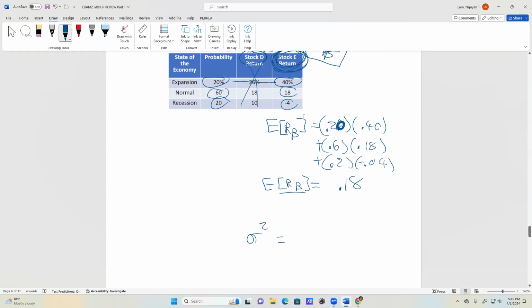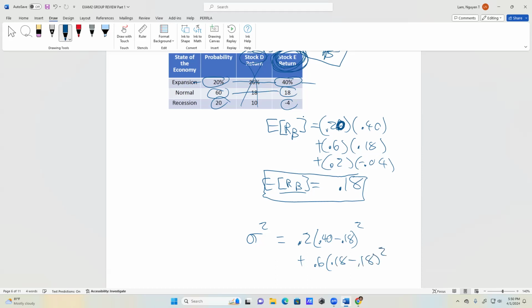Probability. It gives probability, right? Then we use, let's say the first one, 20%, and open bracket, everything squared. First thing is 40, so 0.4 minus ERB. In this case, it's the ERB, right? 0.18, add together, probability 0.6, across is 18%, so 18 minus 0.18 squared.